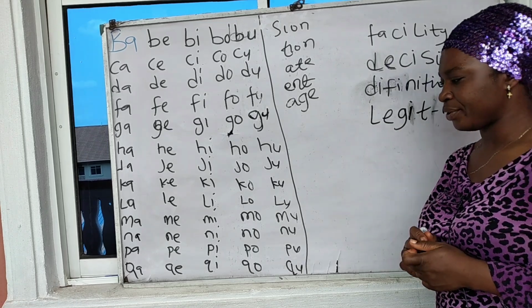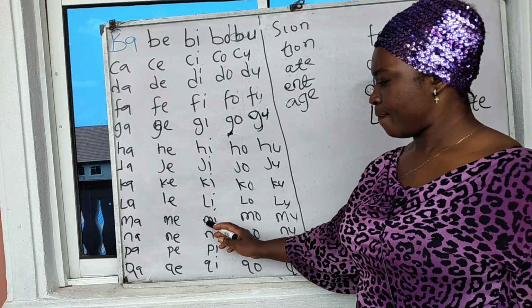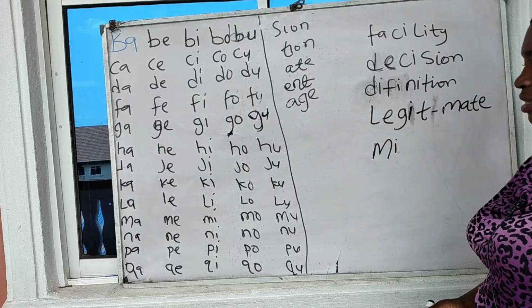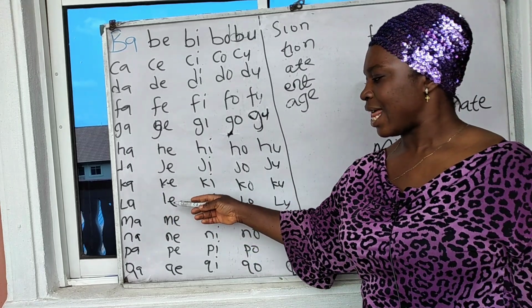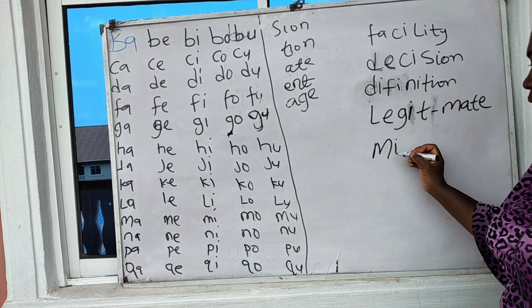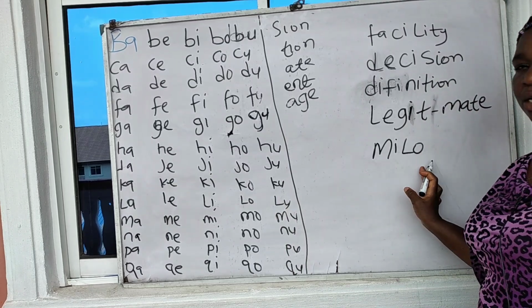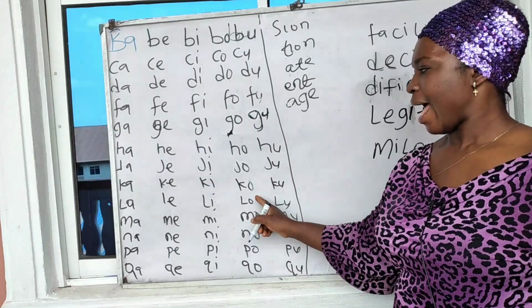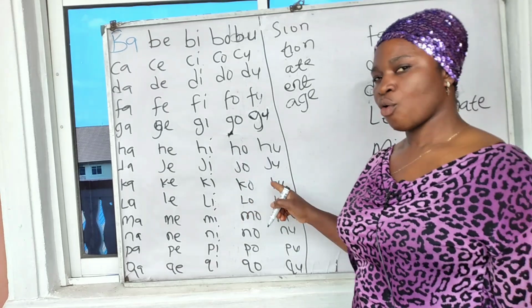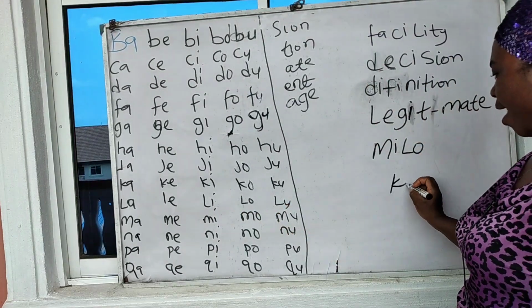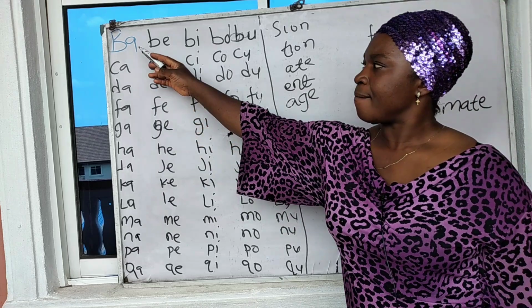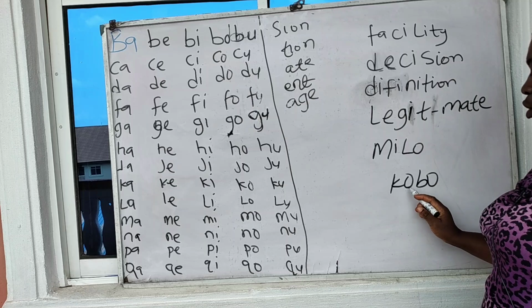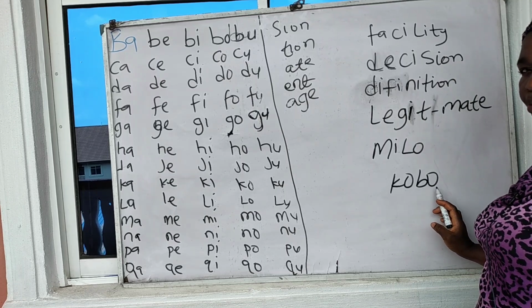Okay, let's try another one. For instance, if I pick M-I, "me", and decide to pick "lo" from la, le, li, lo, I'm gonna have "me-lo". If I pick "ko" from ka, ke, ki, ko, ku, and I add "ko" here and go right here, ba, be, bi, bo. This is "bo". If I add "bo" to this, I'm going to have "ko-bo", "kobo".